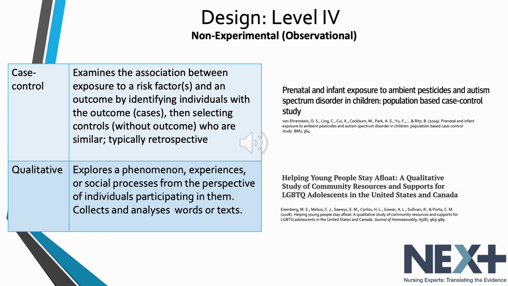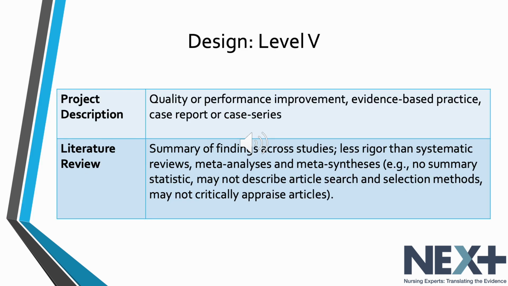Because quantitative and qualitative research differ, different appraisal questions are needed. Our appraisal questions are intended for quantitative research. Level 5 is non-research evidence. We have project descriptions and literature reviews. In contrast to Level 1, these literature reviews summarize findings across studies but have less rigor. Often these reviews will not include many details, if any, about the strategy to search for and select articles, or they will not have appraised the articles.